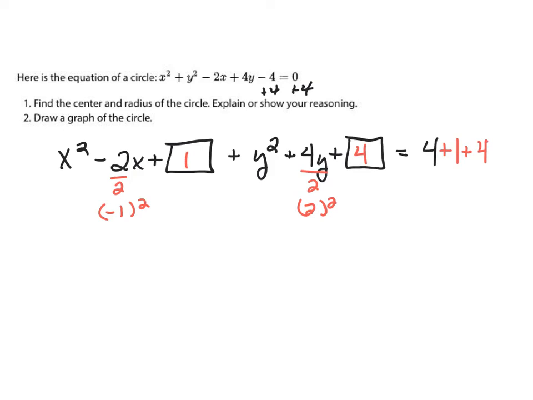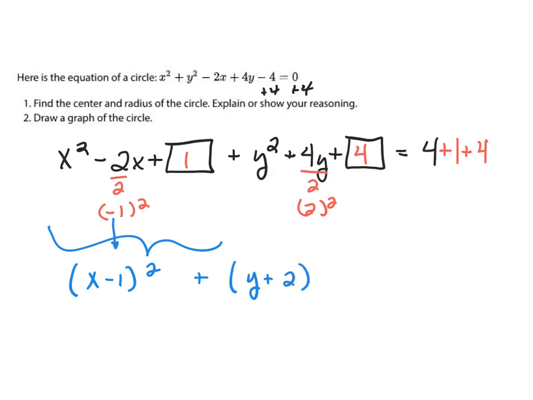I'll try to slow down a little bit. You're allowed to push pause too. I'm going to do the squared binomials. So x minus 1 squared plus y plus 2 squared equals 4 plus 4 is 8 plus 1 is 9, which is 3 squared. So my center is 1, -2.